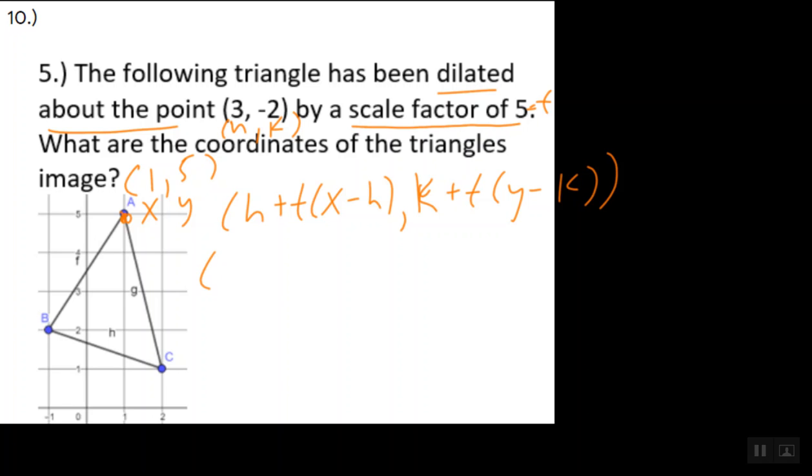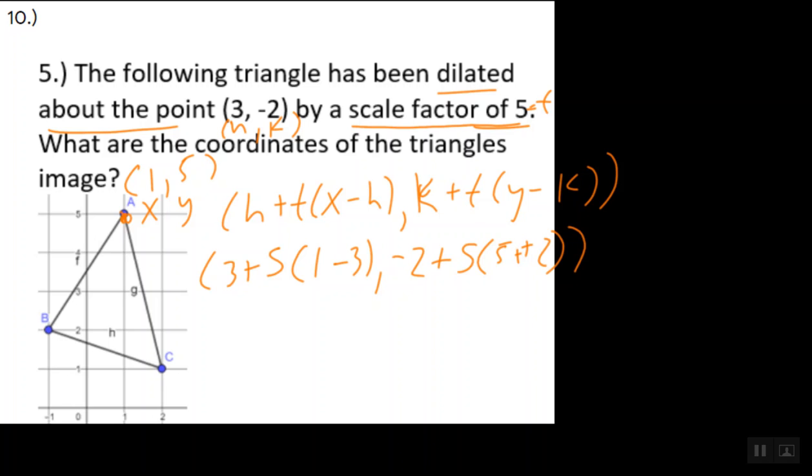So it looks like our h value was 3 plus our scale factor of 5 parentheses, our x value is 1, minus our h value of 3, comma. Our k value is negative 2, plus our scale factor, which is 5 parentheses, our y value is 5, minus our k value, which is negative 2. Now notice before we move on, two negatives should make a positive. And from here, it's fairly straightforward.